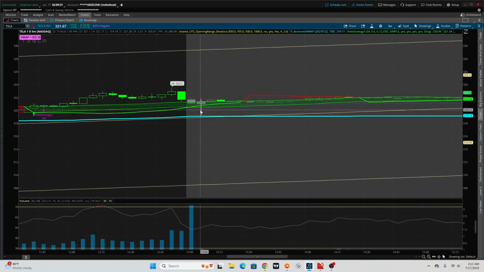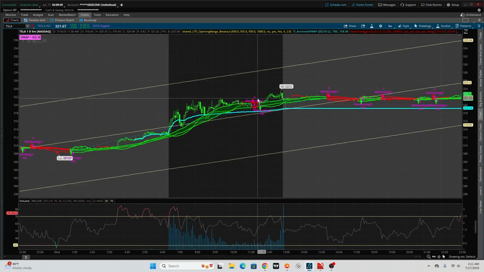Obviously we had some big volume, as you can see right here, that pulled us down below the VWAP, but we closed in the middle to the top range of the VWAP and VWAP bands, correct me if I'm wrong, but yeah, this is another example for Tesla.